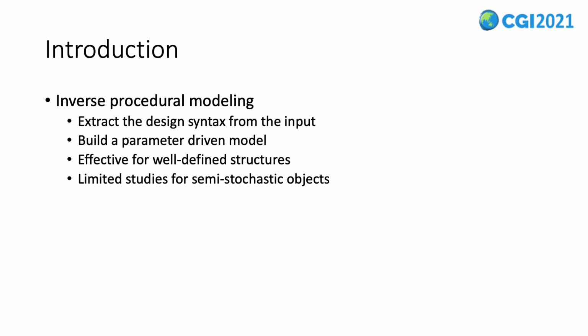But for semi-stochastic objects, whose structure is subtle and unclear, the studies are limited, mainly because of their complexity. Thus, semi-stochastic shapes cannot be easily represented by noise functions or curves. So it's extremely difficult to define a good procedural representation for those semi-stochastic shapes.